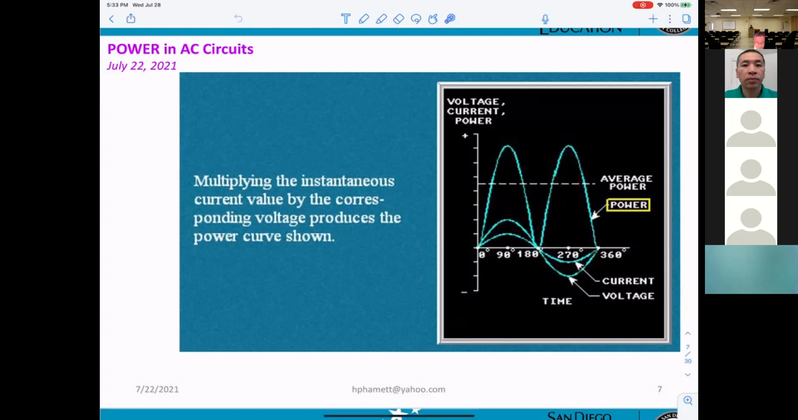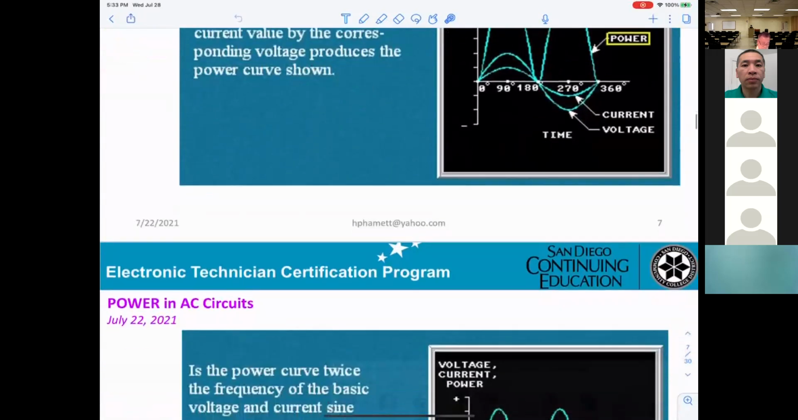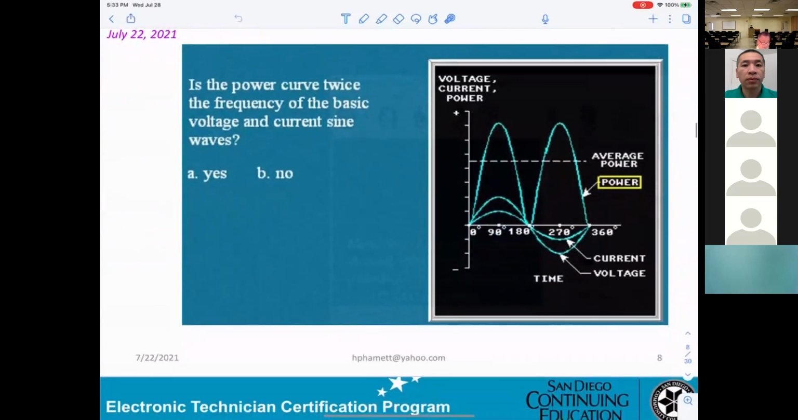Does the power curve have twice the frequency of the basic voltage and the current sine waves? I believe the answer will be yes. They're telling you this is the curve for the power, and this is the curve for the current and the voltage.